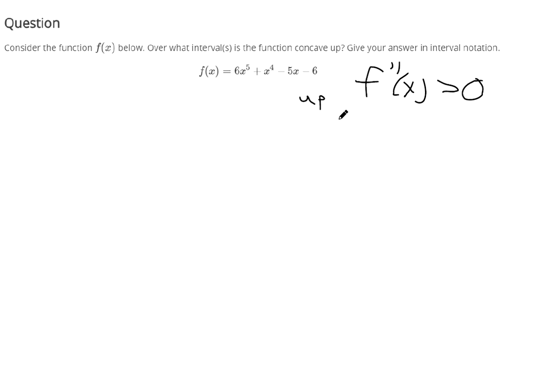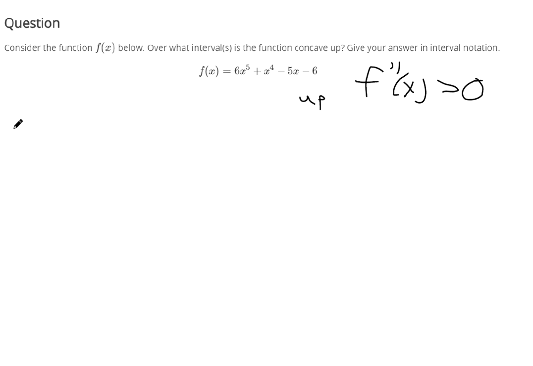the slopes. Like if you're talking about a car, if you have positive acceleration, that means your velocity is increasing, going faster and faster. Concave down would just be the opposite, right? The second derivative is less than 0.